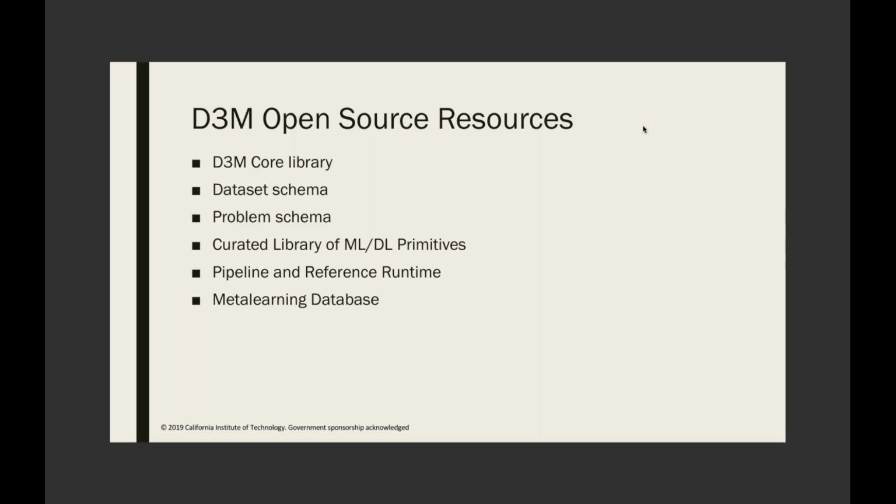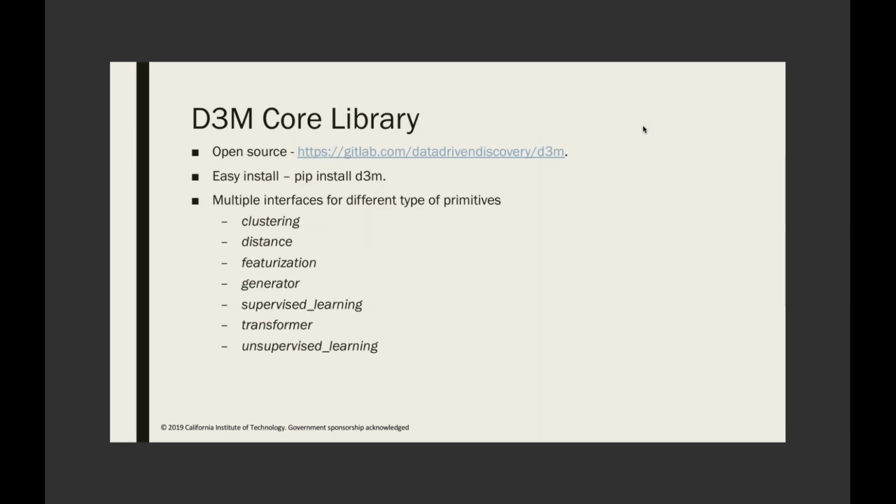And also in the agenda, there is a link to the entire GitLab repository, which has my code and the presentation and all the links to all the resources that I'll be talking about today. So the D3M Core Library, I would call it the one library to learn them all. It basically has interfaces for different types of primitives. You can see clustering, distance learning, featurization, supervised learning, transformers, etc.